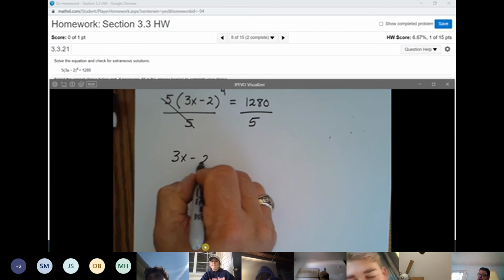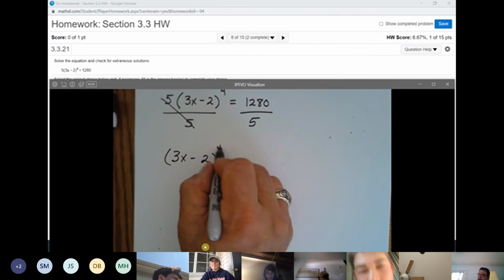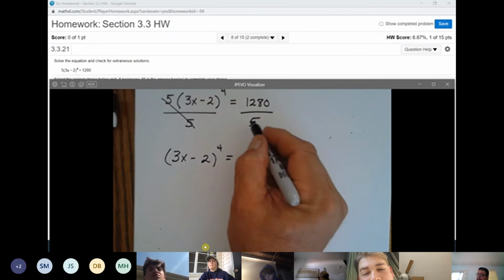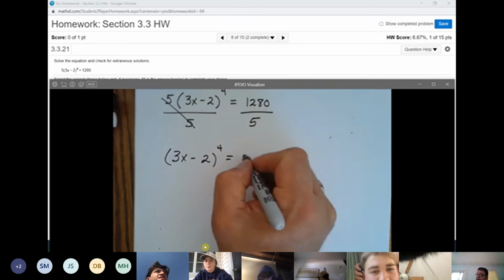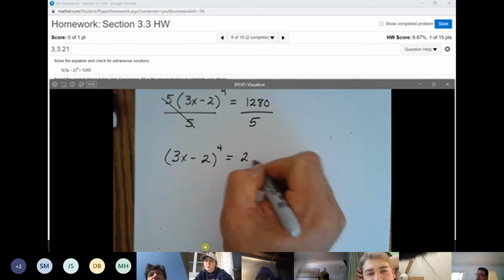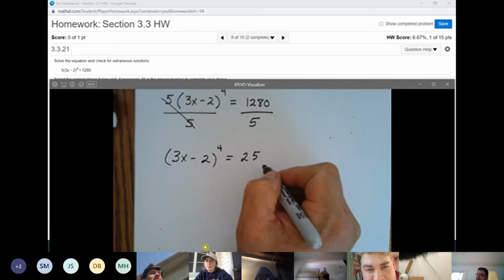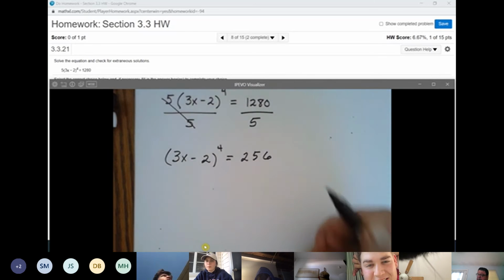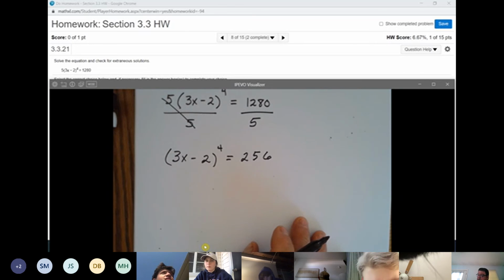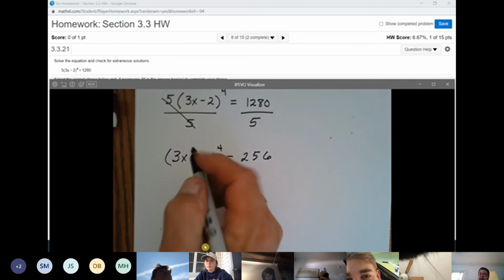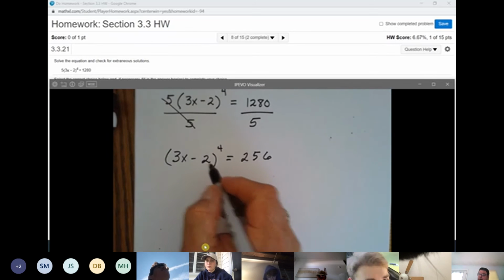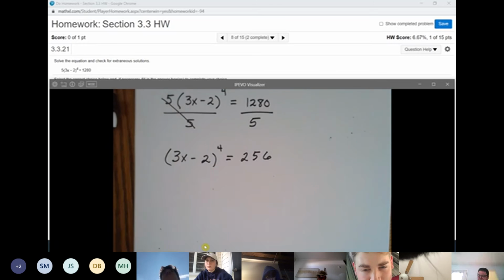Divide by 5. Divide by 5. (3x - 2) to the 4th power is equal to, 5 will go into 12 2 times. That'll be a 10. That'll be a 28, 5 times, and 6. Somebody check my math, please. That's correct. 256.